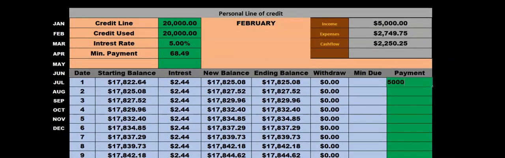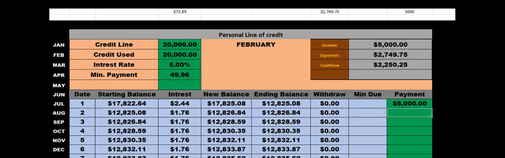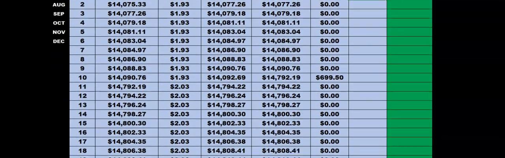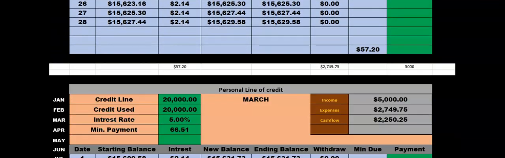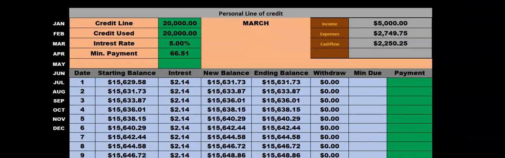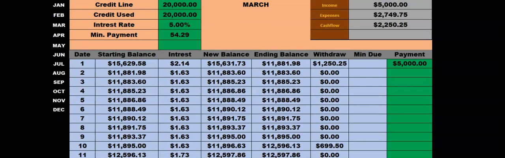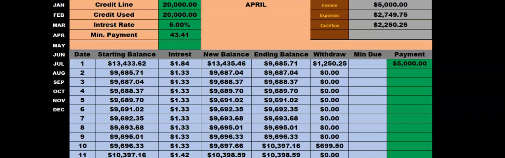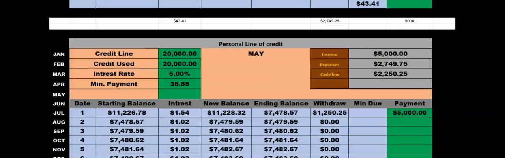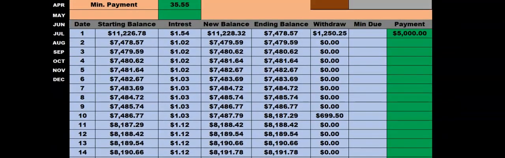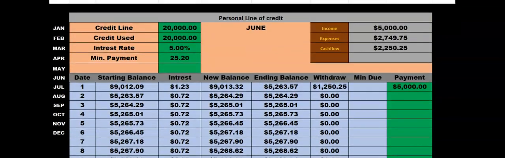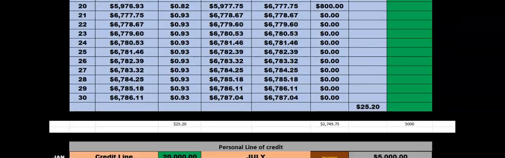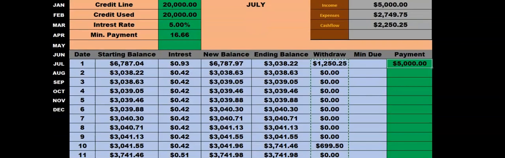Payment income will go into the line of credit. We'll have our withdrawals of $1250, $699, $800. March, income in, expenses will come out. April, income will go in, expenses will come out. May, income in, expenses out. June, July.